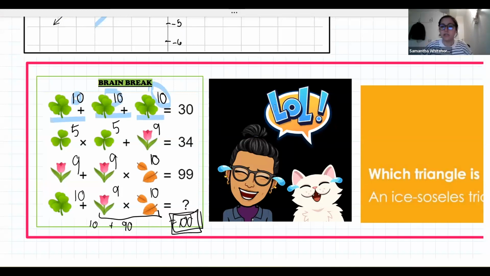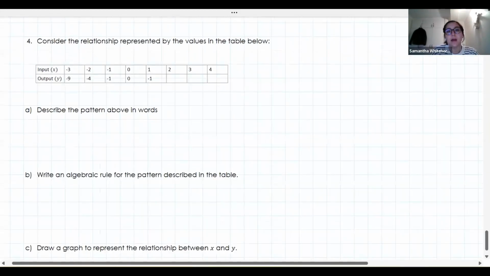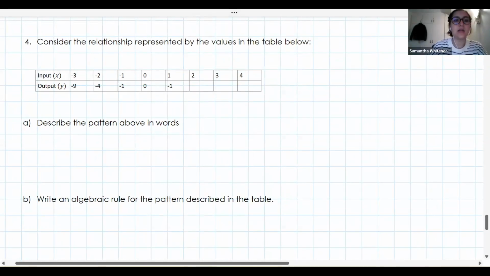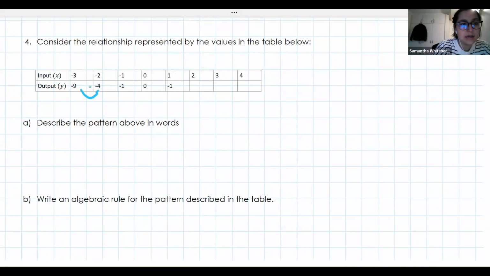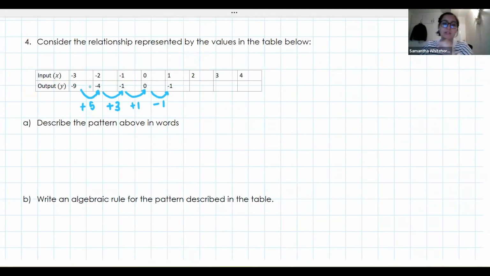All right, guys, so let's do this. If we have a look at quite a cool situation, I'm just scrolling down a bit. We're going to have a look at this table over here. So consider the relationship, same as what we've been doing. Let's have a look and see. So we've gone from -9 to -4. So I have added 5. I've then gone from -4 to -1. So now I'm adding 3. I've gone from -1 to 0. So I've added 1. And now what I see is that I'm going from 0 to 1, which is -1. So I've almost continued a pattern, and now I'm following something else.